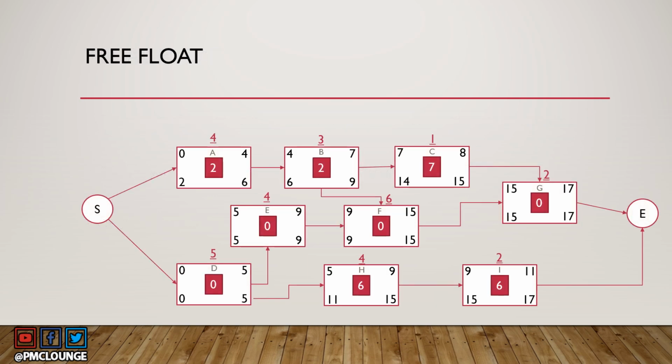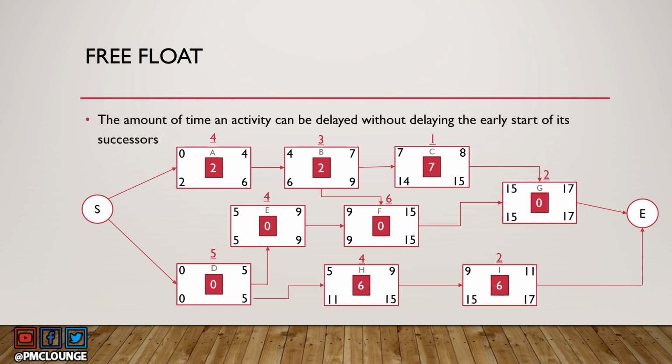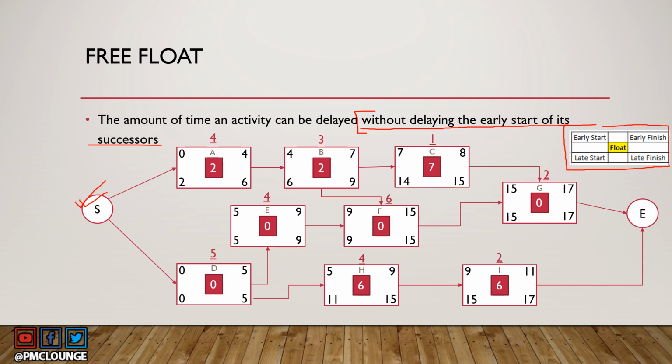Now, the second type of float that we are talking about here is free float. So the amount of time an activity can be delayed without delaying the early start of its successors. Now, this is important. So how much can you delay your activity without delaying the early start of the successor activity? So you have this diagram here. This is the same diagram that we have discussed in previous videos as well. If you have forgotten, let me pull this up. This is the reference.